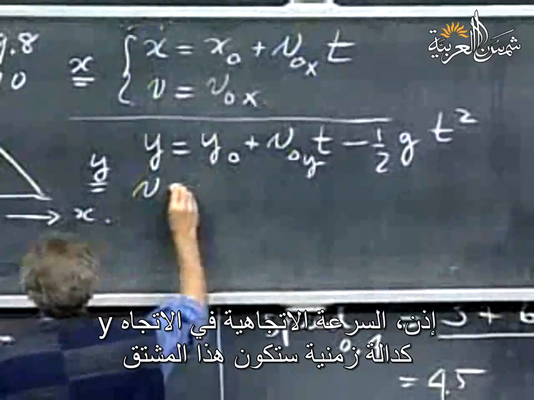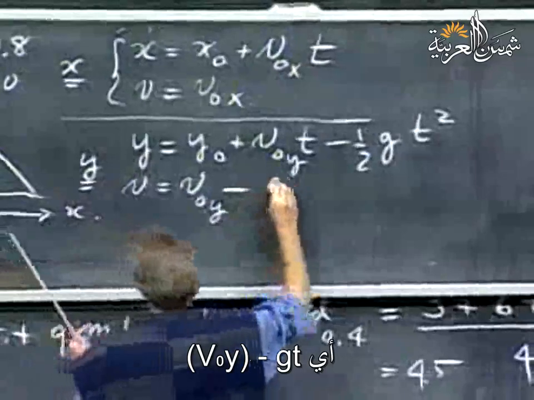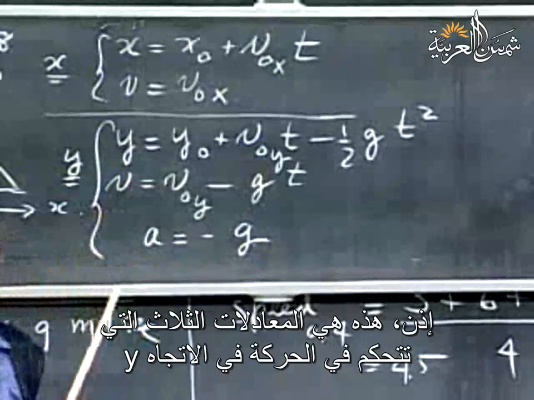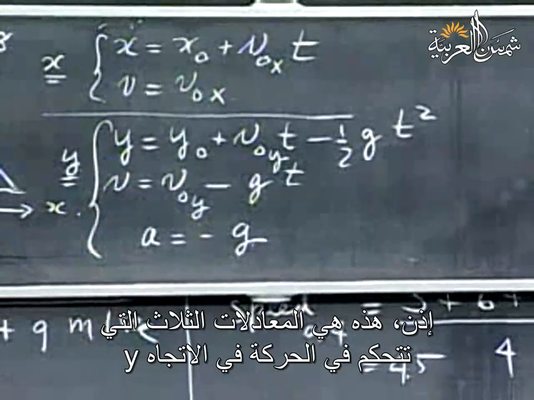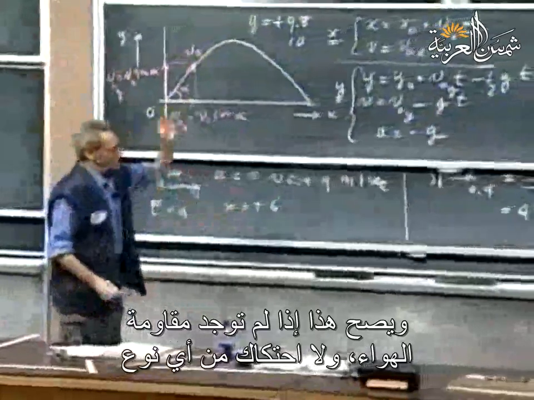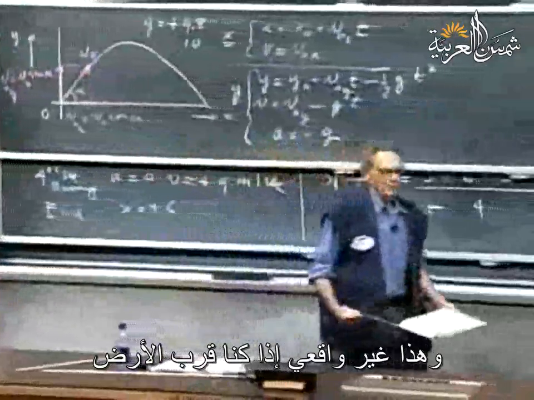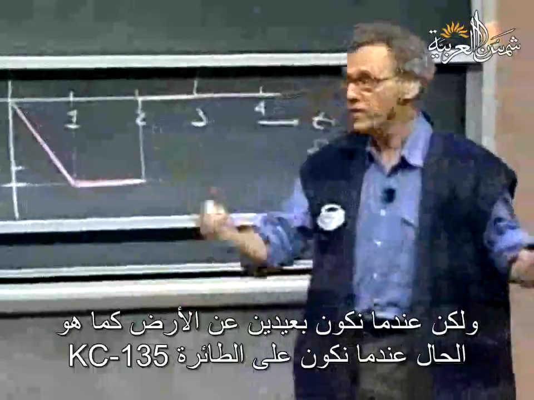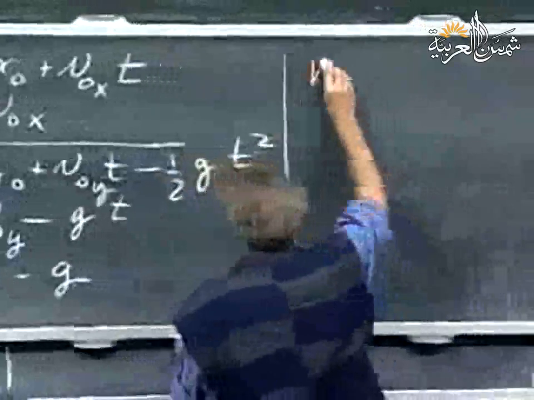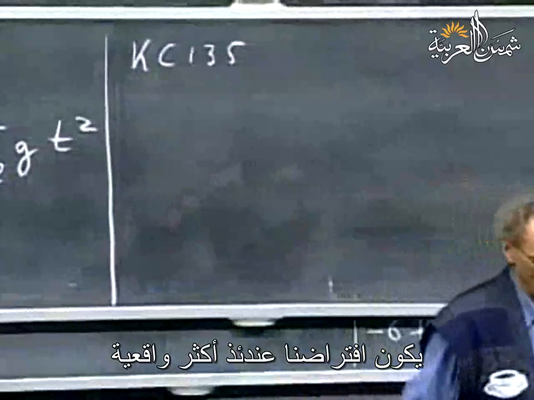Then the velocity in the y direction as a function of time would be the derivative, that is v0y minus g t, and the acceleration equals minus g. So these are the three equations that govern the motion in the y direction. This only holds if there is no air drag, no friction of any kind. That is very unrealistic if we are near Earth, but when we are farther away from Earth, as we were with the KC-135, which was flying at an altitude of about 30,000 feet, that of course is a little bit more realistic.